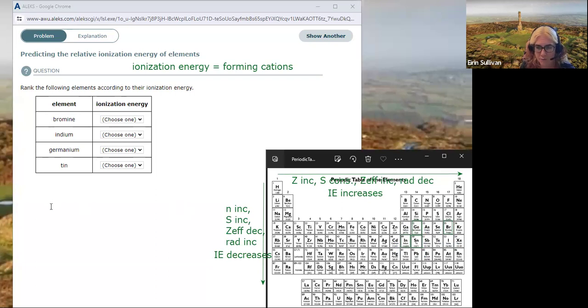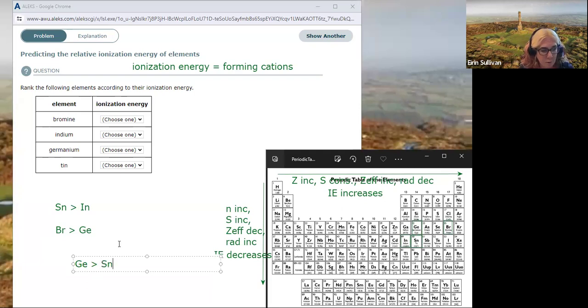So we know as we go across a period, ionization energy increases. Therefore, tin should have a higher ionization energy than indium. I think we're being asked from highest to lowest. We'll work it out. Okay, so let's pick another 2 that we can compare in the same period. So germanium and bromine. Okay, so we know ionization energy is going to increase going across a period. So bromine should have a higher ionization energy than germanium, not geranium, germanium. Okay, so then lastly, we have to compare the 2 that are in the same group. So we know ionization energy decreases going down the group. So germanium should have a higher ionization energy than tin.